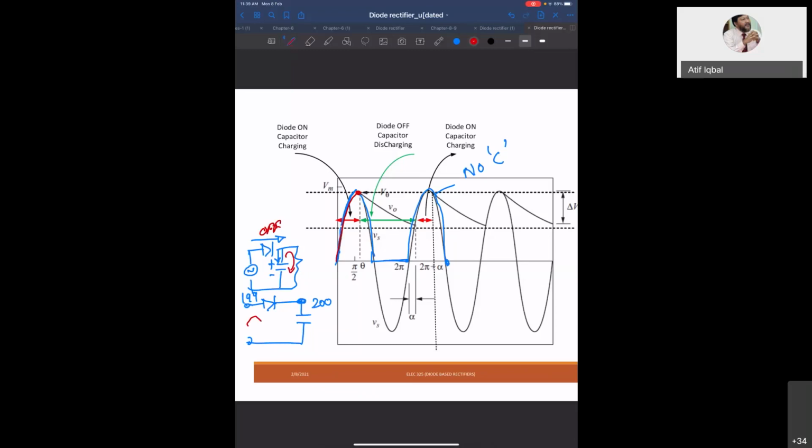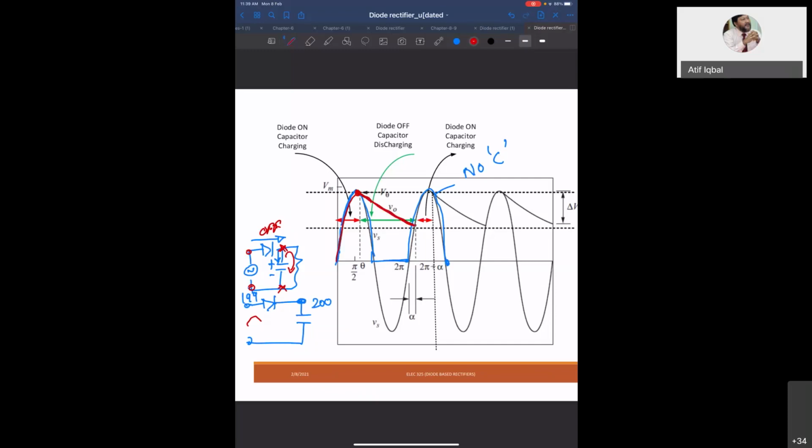Before, the capacitor was charging, and now the diode is off, because the capacitor voltage has increased beyond the value of the source, so the capacitor will discharge through the load. When it discharges, what will happen? The output voltage decreases. The output voltage, or the voltage across the load, or the voltage across the capacitor, has charged to the full VM, but now it will discharge.